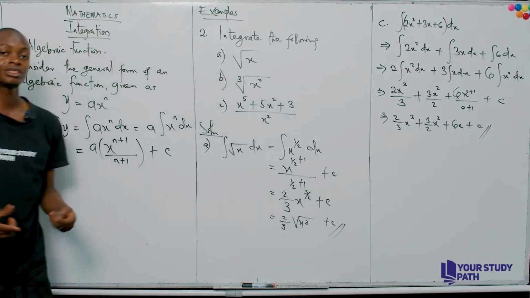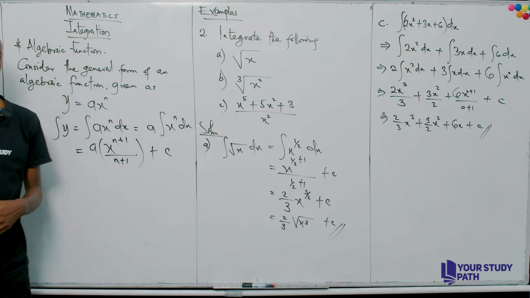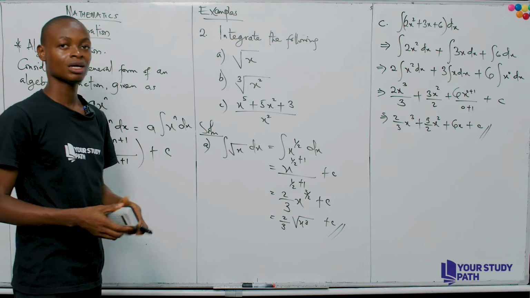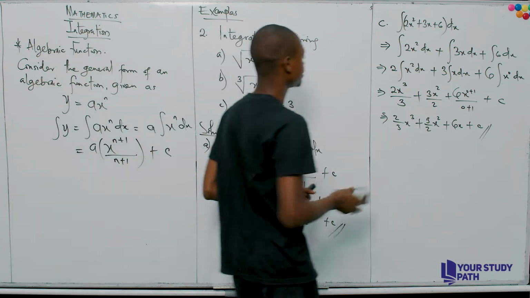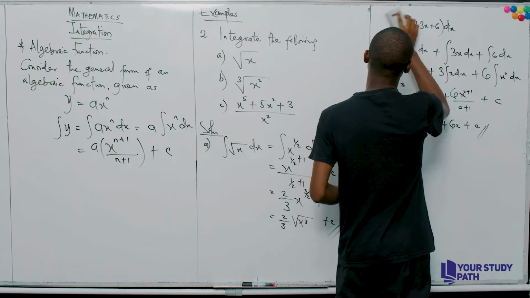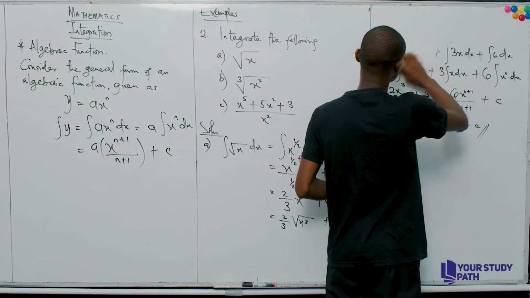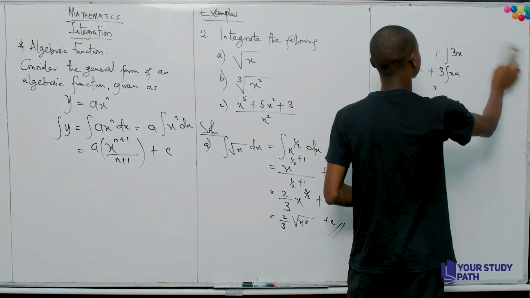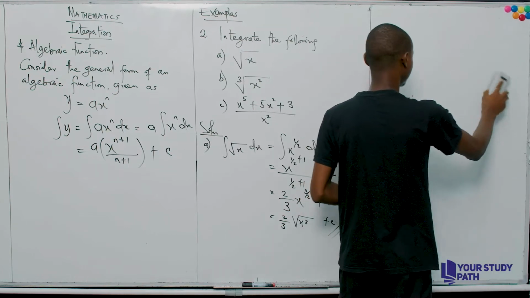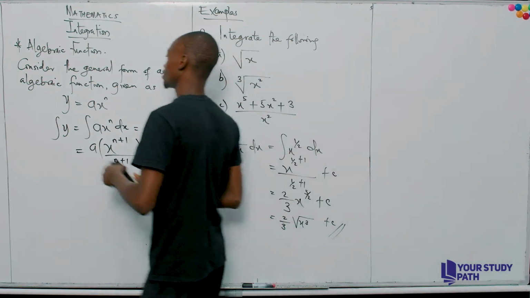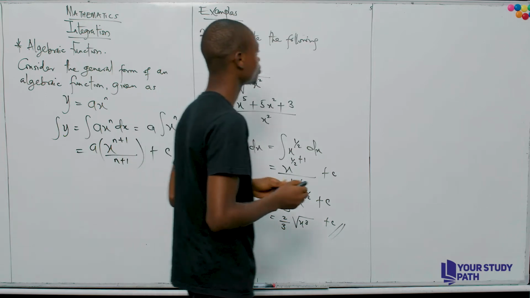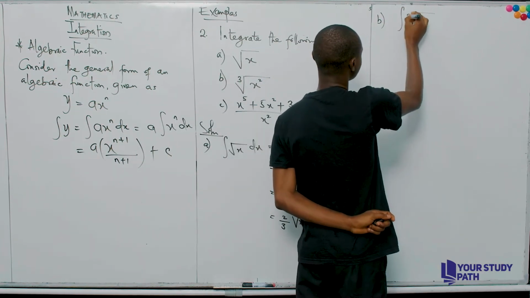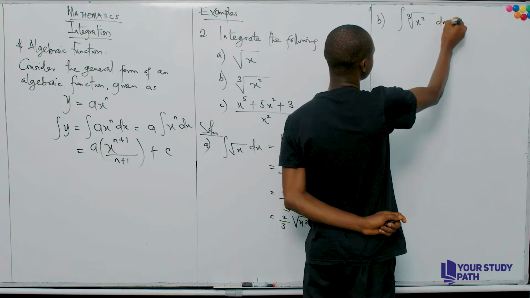Simple and straightforward. This is how to solve with fractional powers. So just express the fractional power as indices, then integrate as you will. You do not need to do anything more than that. Next, let us pick the second one. We are to integrate the cube root of x squared dx.